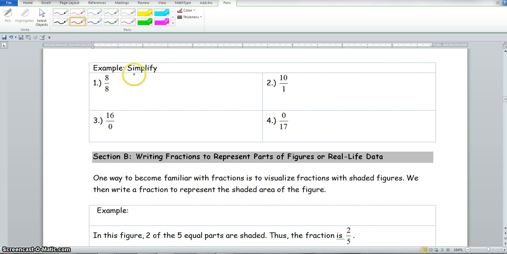Now we move on to the examples. We want to simplify. Number 1, we have 8 divided by 8, which we know is 1. Number 2, 10 divided by 1, which is 10. Number 3, 16 divided by 0. We know any number divided by 0 except 0 is undefined. And now 0 divided by 17, 0 divided by any number except 0 is 0.